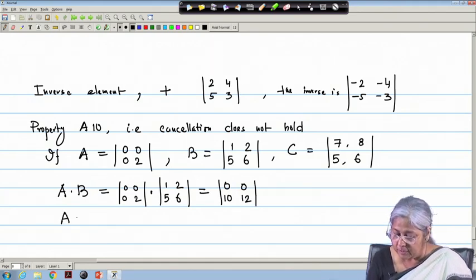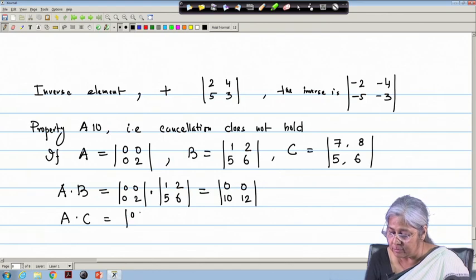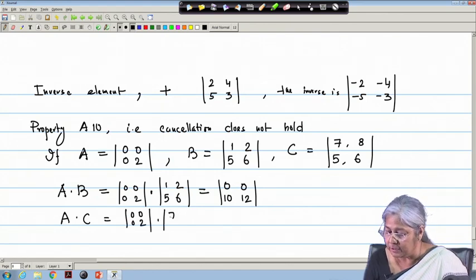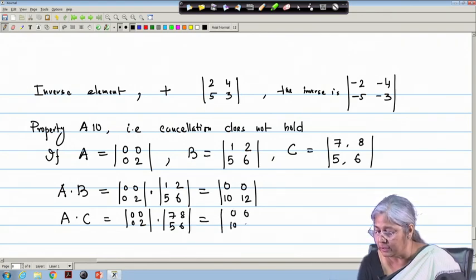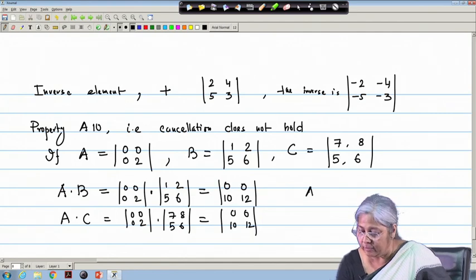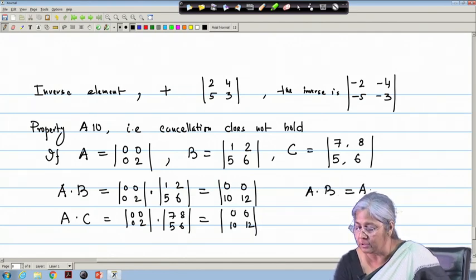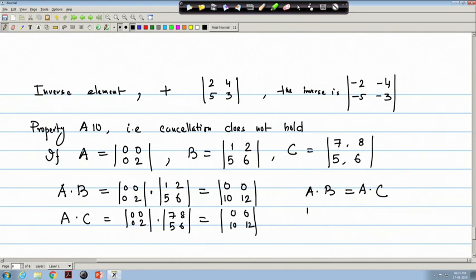Similarly, if I get A dot C, then it is 0 0 0 2 dot 7 8 5 6, and I also get 0 0 and 10 and 12. So, I get A dot B equal to A dot C, but B is not equal to C, even though my A is not equal to 0. So, the cancellation property does not hold here, and idempotent does not hold.